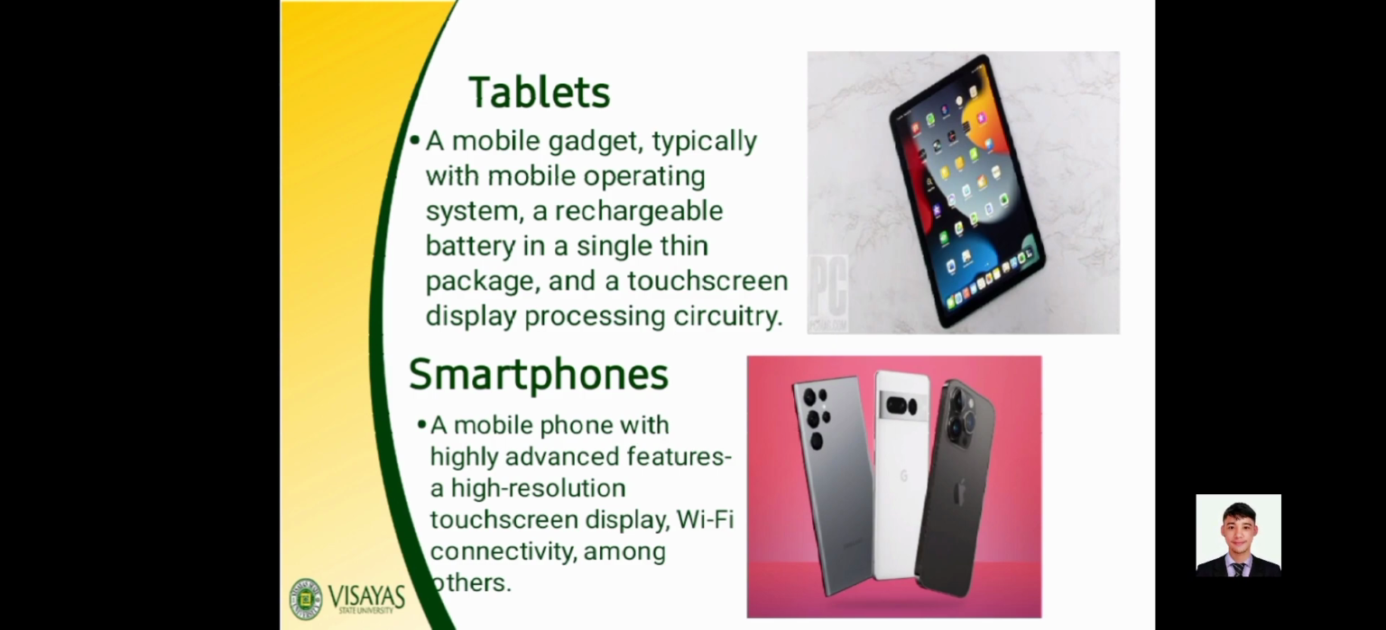Tablets: a mobile gadget typically with a mobile operating system, a rechargeable battery in a single thin package, and a touchscreen display with processing circuitry. Smartphones: a mobile phone with highly advanced features, a high-resolution touchscreen display, Wi-Fi connectivity, among others. A smartphone is a portable computer device that combines mobile telephone and computing functions in one unit. They are distinguished from feature phones by their stronger hardware capabilities and extensive mobile operating systems.